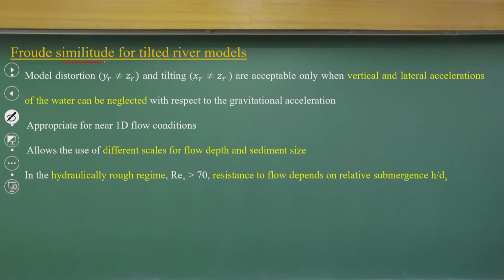So, we make tilted river models where the length ratio, the vertical ratio and the lateral ratios are not equal. In case of the tilting, you will have a case of XR, the longitudinal direction ratio, and the vertical direction ratio that are not equal. This is acceptable when vertical and lateral accelerations of water can be neglected with respect to them. So, basically it allows a different scale for flow depth and the sediment size. Again, you can look at when the grain Reynolds number is greater than 70, the resistance to flow depends upon relative submergence. That is what we discussed when we talked about the resistance.